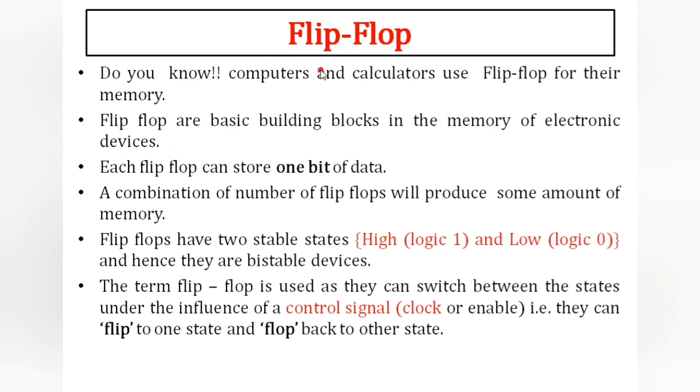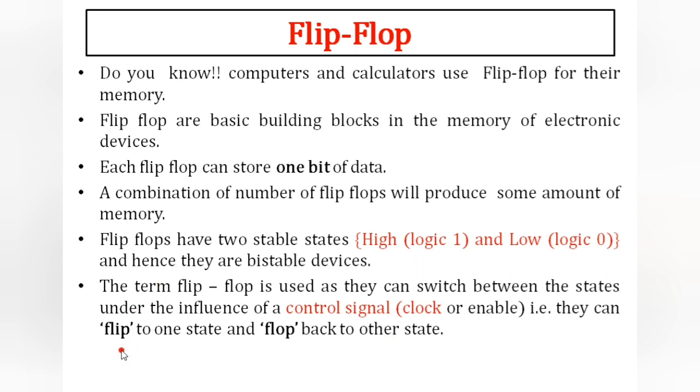Here are two words, flip and flop, and I'll explain these two words. Flip-flops have two stable states. The first one is logic 1, which is nothing but high. The second one is logic 0, which is nothing but low. Two stable states, either high or low, so flip-flops are bistable devices. The term flip is used to represent one state. Flop is used to represent the other state.